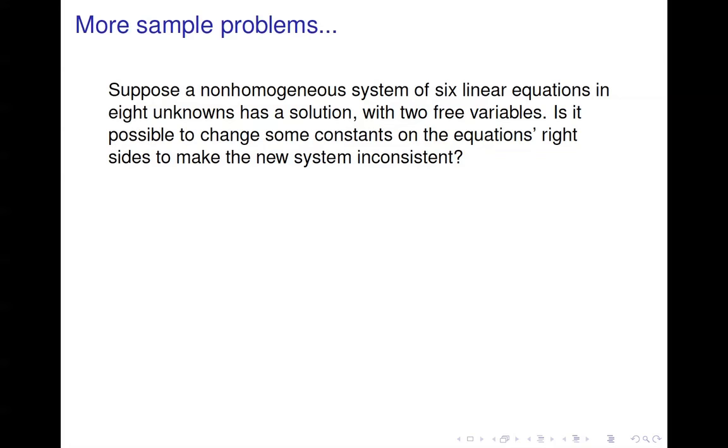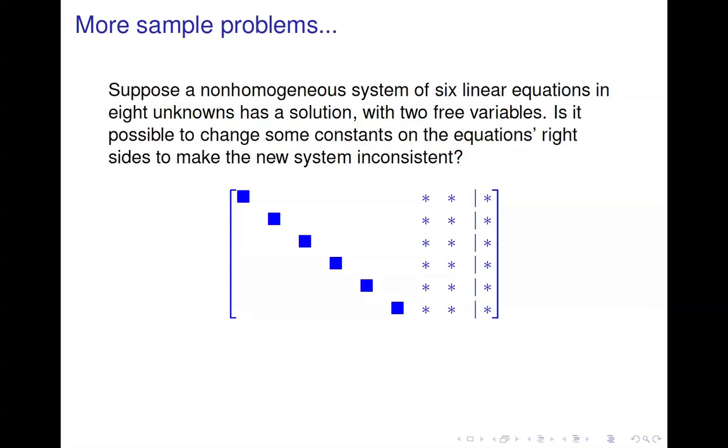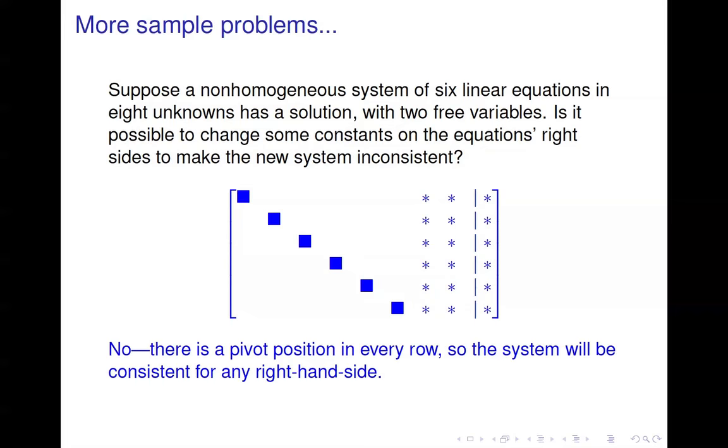Now what that tells you with the two free variables is that, since there's eight unknowns, we got eight columns. Two are free, so that means there are six that are pivot columns. Okay, so that would look like this. We've got six rows here, eight columns, two free variables, which leaves six pivot columns. All right, and it's saying if we change the right-hand side, will the system still be consistent? And the answer is yes.